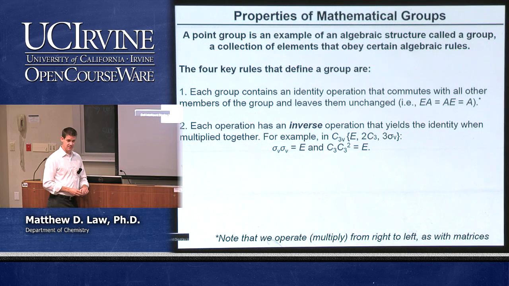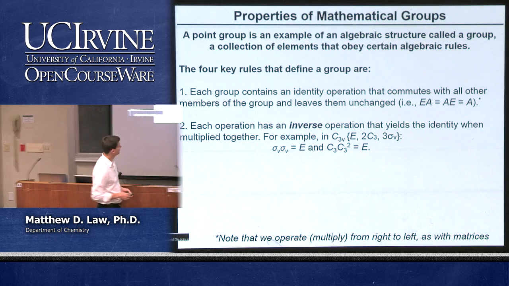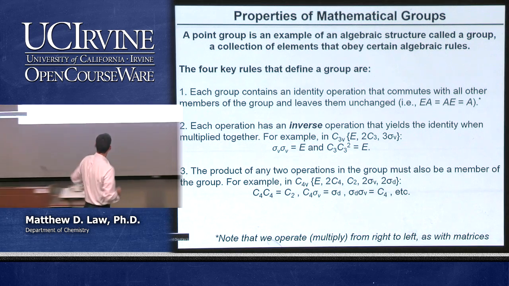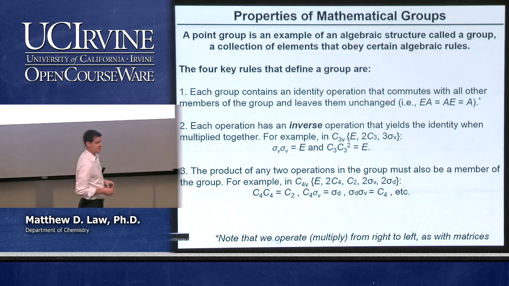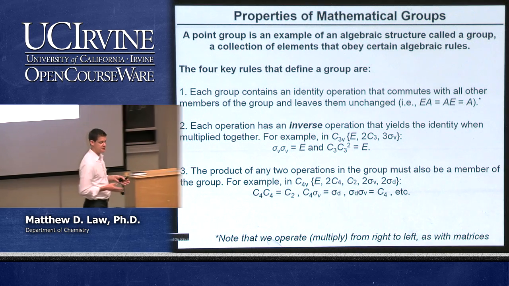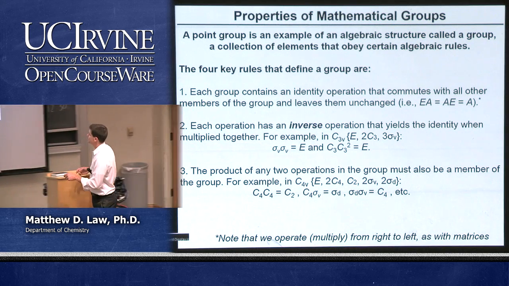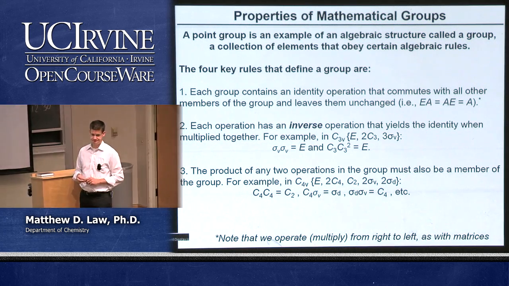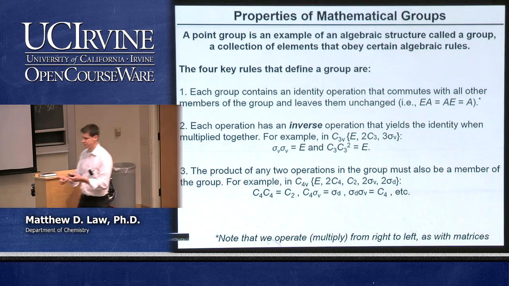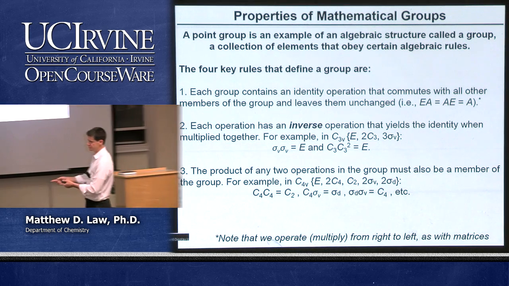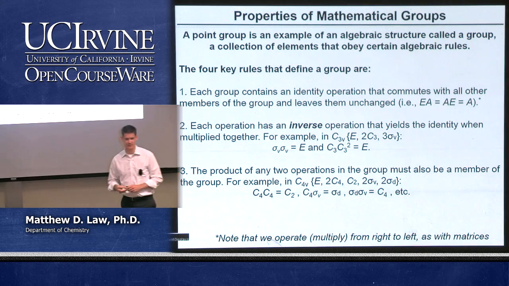Okay, so we have the identity, and every operation has an inverse in this sense. The third rule, the product of any 2 operations, that is, any binary product of the operations in the point group, must also be a member of the group. So if we multiply any 2 of them together, we get a third, perhaps, but it's also already in the set of objects.